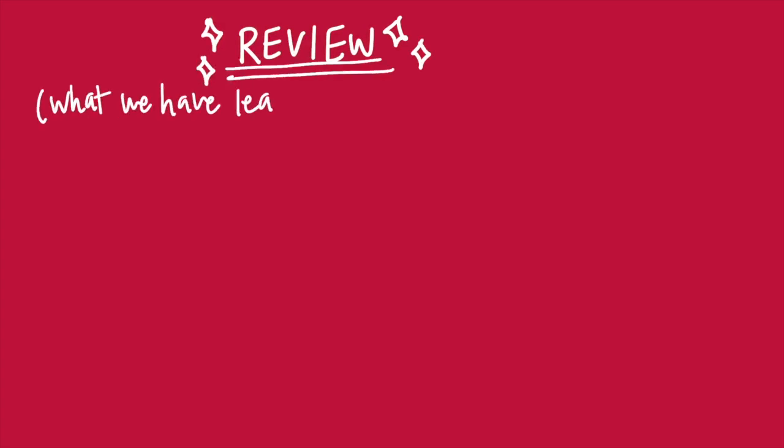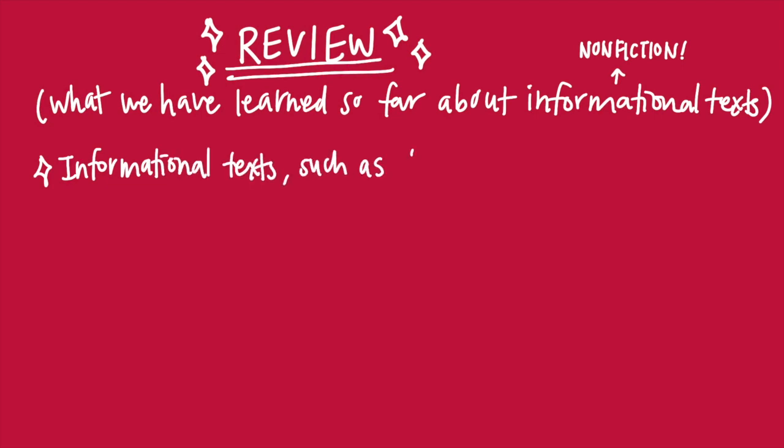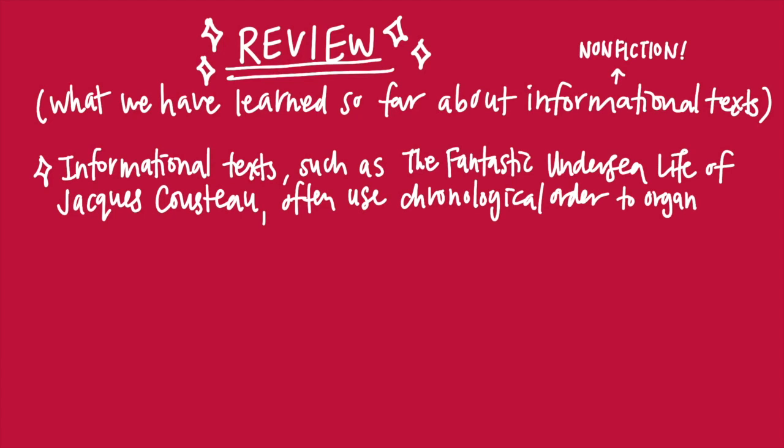So before we get started with today's lesson, I just wanted us to review what we've learned so far with informational text, which also means nonfiction text. So informational text, such as The Fantastic Undersea Life of Jacques Cousteau, we learned how to use chronological order to organize information, right? The book started from the beginning of his life to the end.